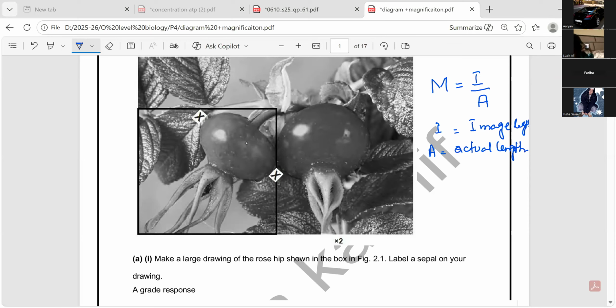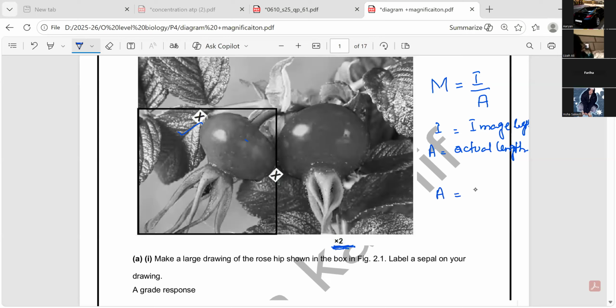So if we see on the diagram, this image is 2 times enlarged. As this image is 2 times enlarged, this is not the actual length. Clear? Now if the examiner asks you to find out the actual length of the rose hip fruit, how are you going to find it out? We are going to use the formula AIM.